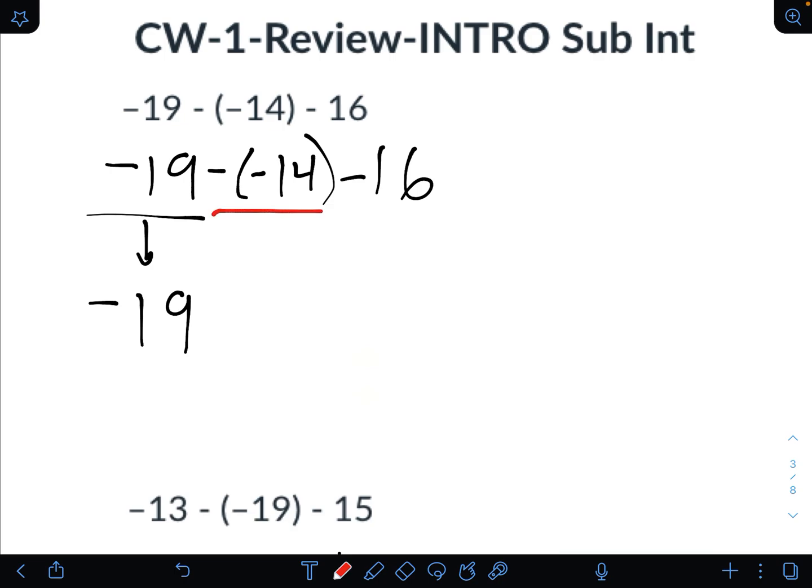Now, minus negative 14 does change, because two negatives make a positive. So these two negatives next to each other make a plus 14. And then finally, you have minus 16, which you can totally leave as minus 16, but for starters, I would just make that a plus negative 16. So a minus 16 is the same thing as plus a negative 16. Okay, so now you've converted this.